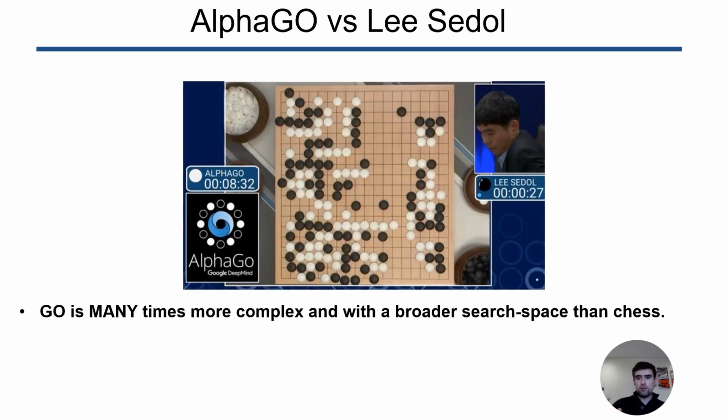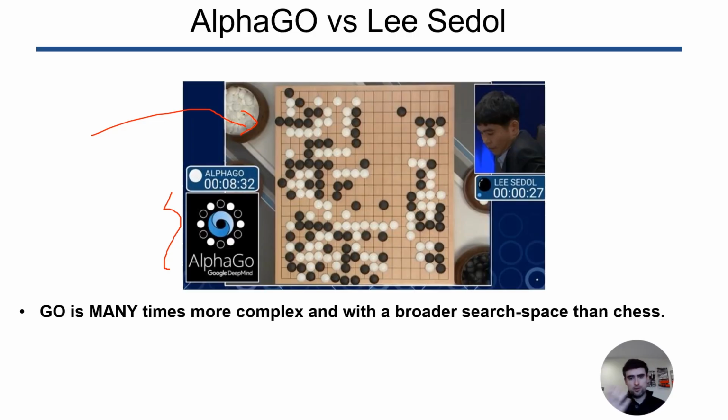And now we fast forward to 2016. There's this new supercomputer called AlphaGo from Google DeepMind that is playing the game of Go. Now, Go, without going into too many details, is a game which is more complex than chess, and it has what we call a broader search space, which means that you can have many more moves that lead to many more different outcomes of the game. It's also a bit of a more abstract game.